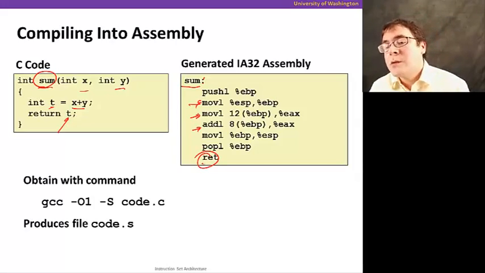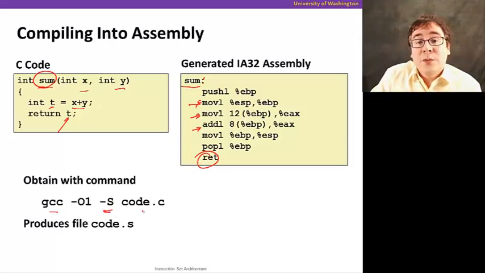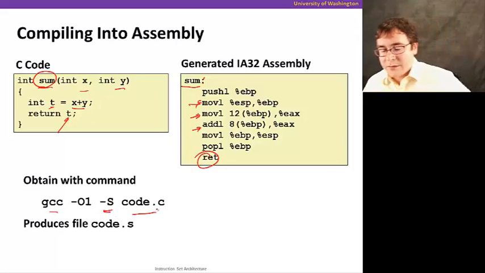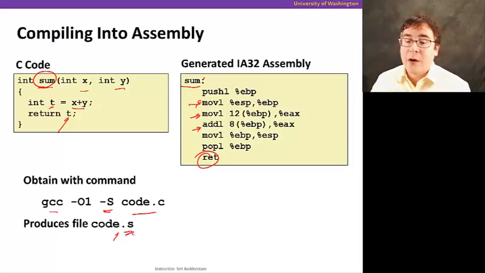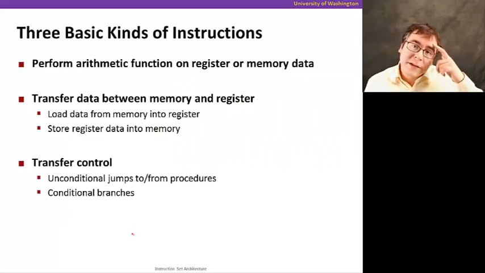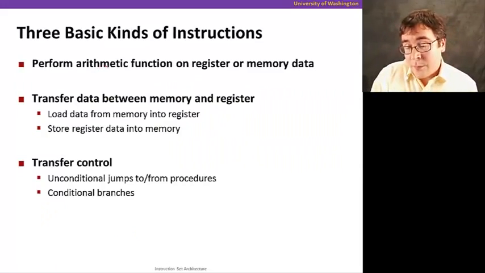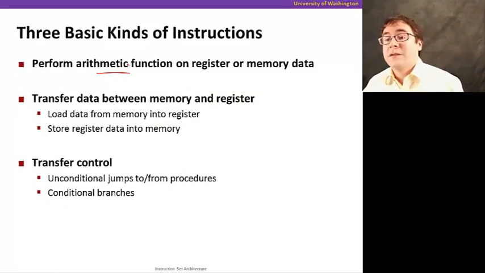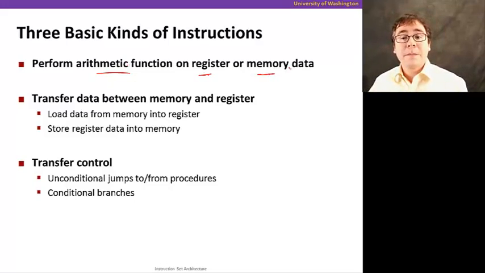Okay, and the way you would obtain this, which I mentioned briefly before, is you can go to the compiler. -S tells the compiler to produce assembly code. When you give it a .c file, it's going to produce an equivalent file that's now .s that holds the assembly code. Great. So now there are three basic kinds of assembly instructions. There are instructions that perform arithmetic, things like addition, subtraction, and so on, both on register data as well as memory data.